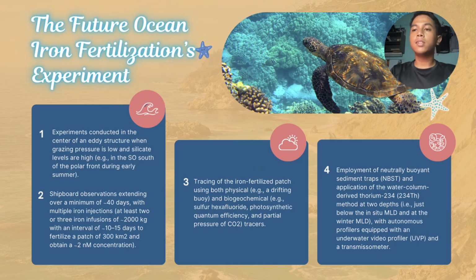To increase the success rate of OIF experiments, we need to use effective methods. Based on past experiments, the following methods are crucial for effective iron fertilization. Number 1, experiment location. Conduct experiments in the center of an eddy structure when grazing pressure is low and silicate levels are high. Example, in the Southern Ocean, south of the polar front during early summer.